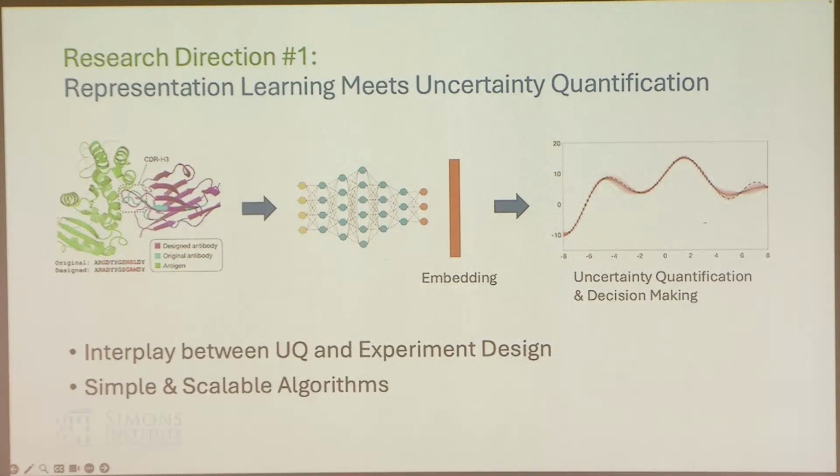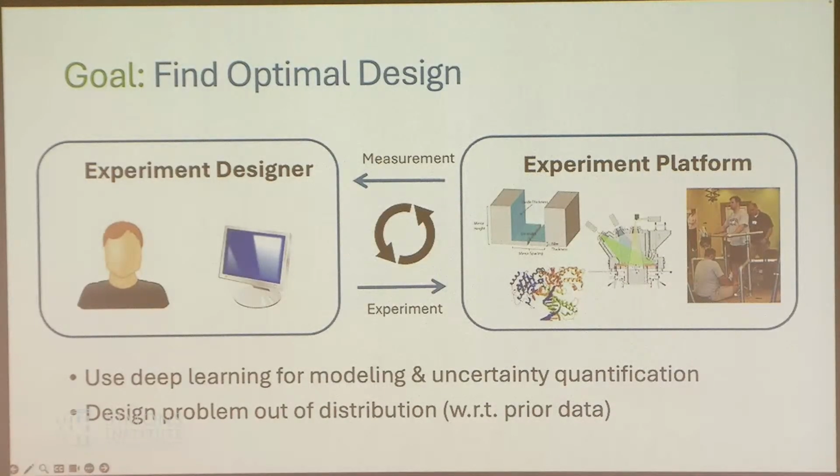And so there's going to be this interplay between uncertainty quantification and experiment design that we want to understand in the context of using deep learning to learn these representations, and how do we design simple and scalable algorithms for making decisions built on top of these representations. And as you recall, the goal is to find the optimal design. So we're going to keep the goal to be a simple one, just to find the single best design. We're going to make that more complex in the second part of the talk. Now, we're going to use deep learning for the modeling and uncertainty quantification, and the design problems that we're going to look at are always going to be out of distribution with respect to the prior data.